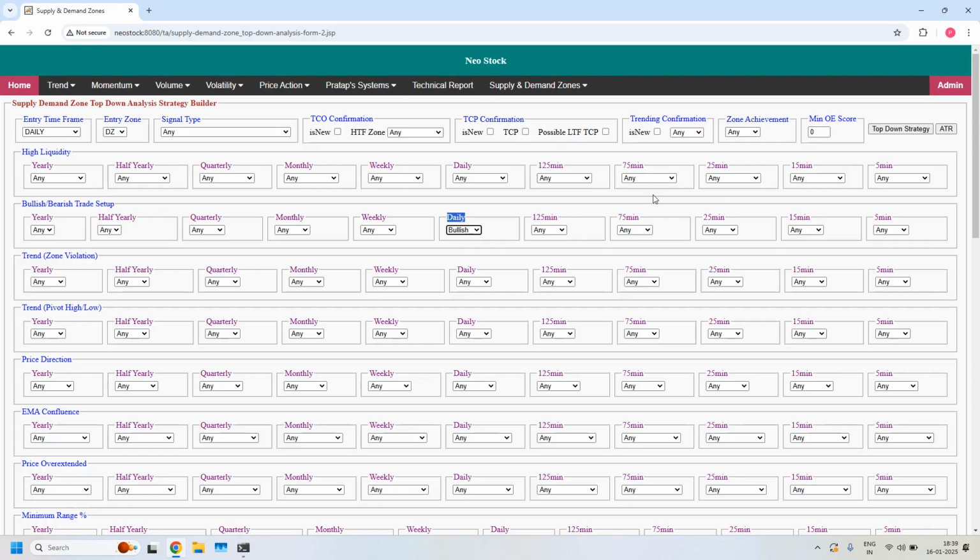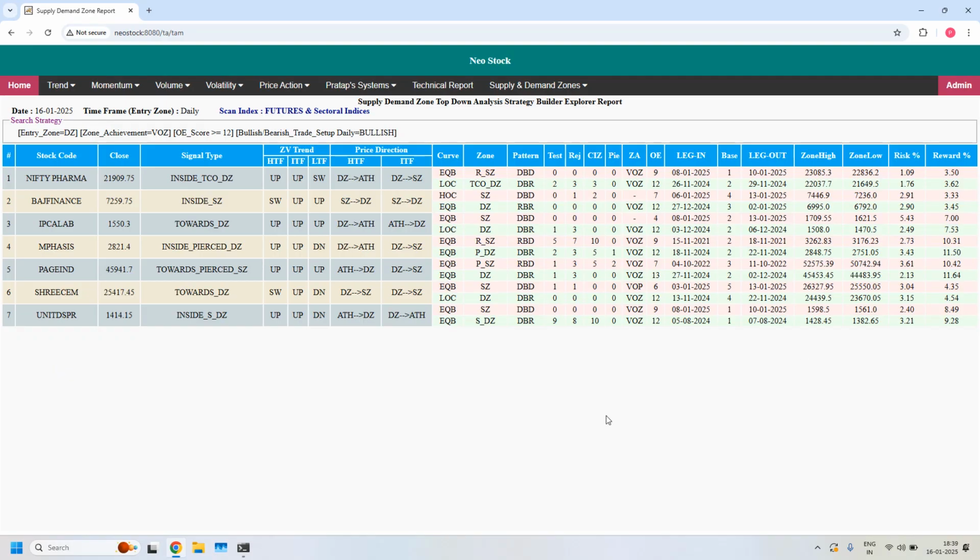75 will also be helpful, but the 75 minute zone should be a high liquidity zone. So that's why we are ignoring 75 minutes. Okay, zone achievement should be violated opposing zone and minimum enhanced score should be 12. Both these filters are applied to the daily demand zone. Let's filter. We got 7 stocks. So currently these 7 stocks are supporting the bullish trade setup for monthly income trade, and entry time frame and entry zones are daily demand zones.